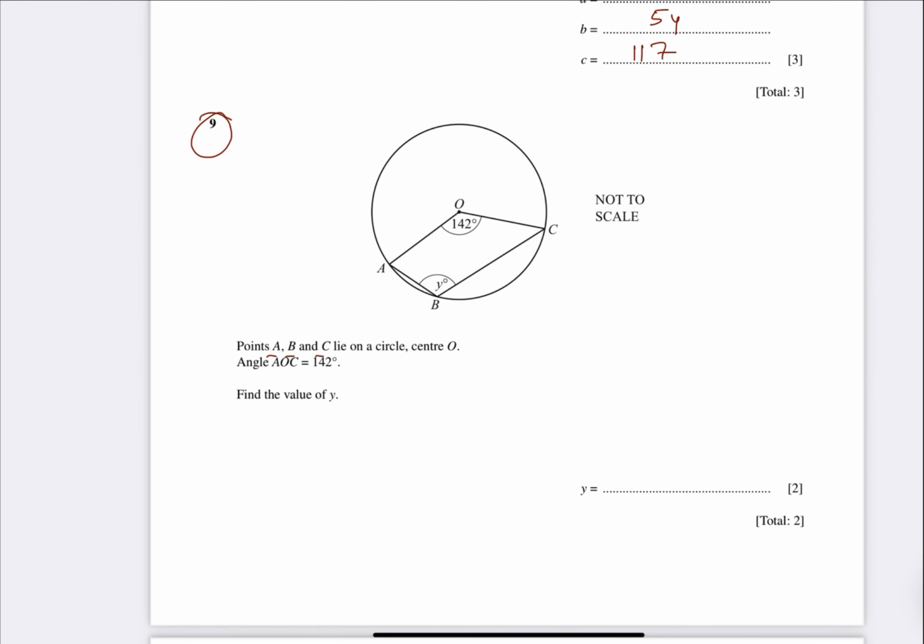Points A, B, C lie on a circle with center O. AOC is 142 degrees. We have to find the value of y. Really simple. So see, if I extend it again, touch the circumference, this would be half of it, that is 72, because the angle at the center is twice this angle. Now these two will sum up to 180, because a cyclic quadrilateral has been formed. So y equals 180 minus 72, that is 108.